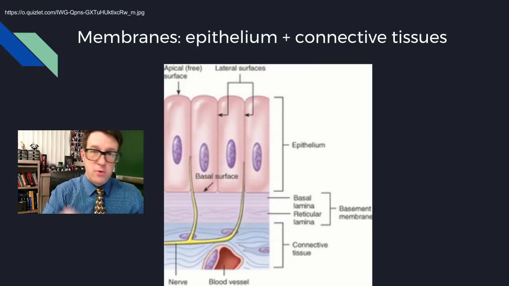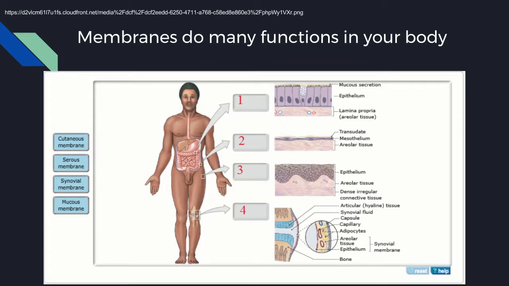what we call a membrane. There turn out to be 4 types of membranes inside of your body. This picture here goes through them all, so if I just go from top to bottom, the first one where it says number 1, that's what we call a mucous membrane.